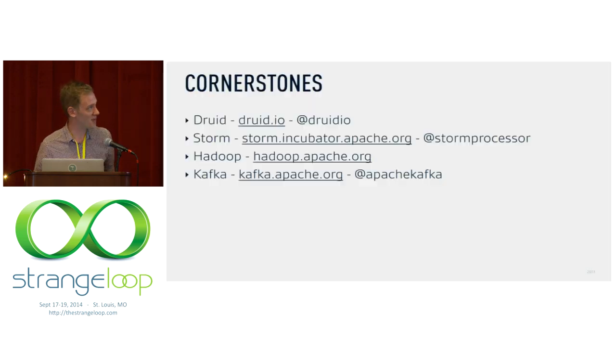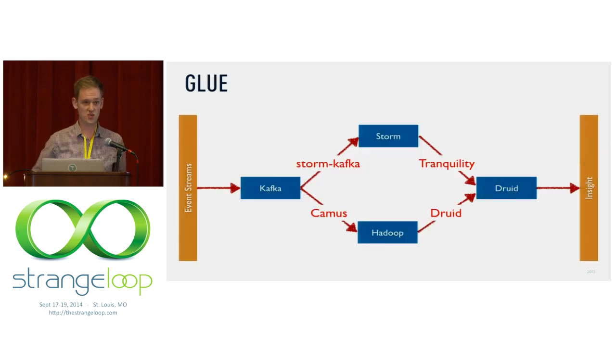So as promised, this stuff is all open source. The cornerstones of the stack, the four big pieces, are Druid, Storm, Hadoop, and Kafka, and they all have websites, and some of them have Twitters. There's also glue between them, which if you've had to integrate open source software before, you know that sometimes those little red arrows are kind of a pain to develop. So luckily, those are also open source.